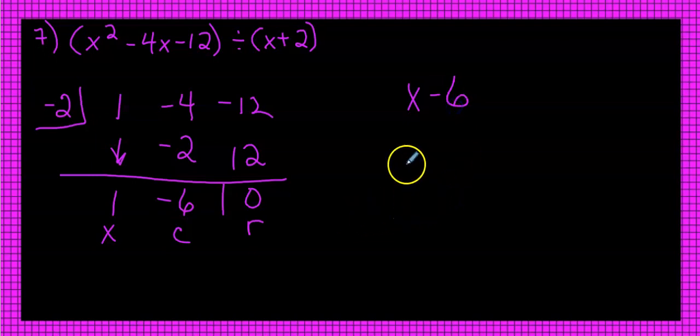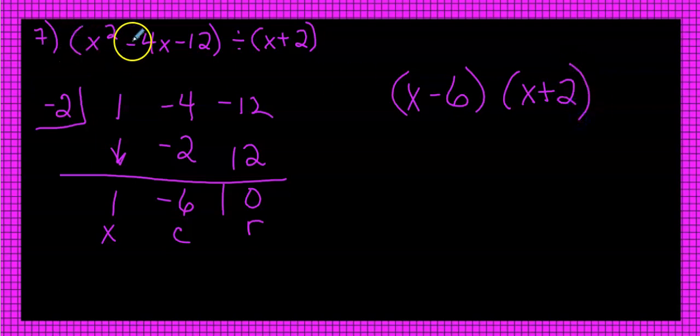What that means is that if I were to graph x squared minus 4x minus 12, I would have roots at -2 and at positive 6. x plus 2 times x minus 6 equals this trinomial. So these are the two factors of this trinomial. I would have roots at 6 and at -2.